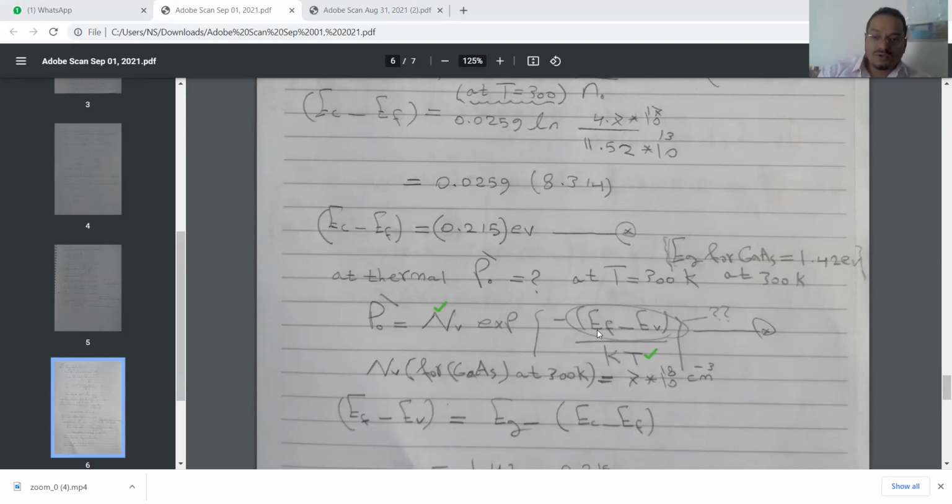0.0259. Now, to calculate the difference between the Fermi level and the valence band, we will use this result, because the difference between the Fermi level and the valence band equals the energy band gap minus EC, the conduction band, minus the Fermi level. It's important to us; we will depend on it to solve many questions like that.